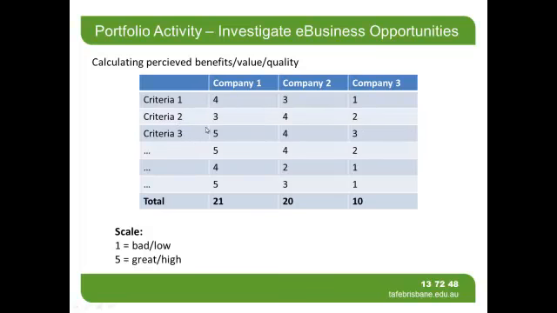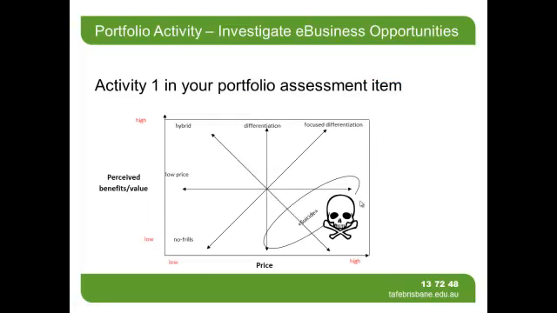By doing that, you'll be able to tally some results. So we can see here Company 1 got a total score of 21. Company 2 got a total score of 20, and Company 3 got a total score of 10. So we can use these scores on our strategic clock. So here we are back on the strategic clock. The company that scored 21 under perceived benefits and value, you might plot towards the top here. The one that scored 20, perhaps a little lower, and the one that scored 10, perhaps right down towards the bottom.